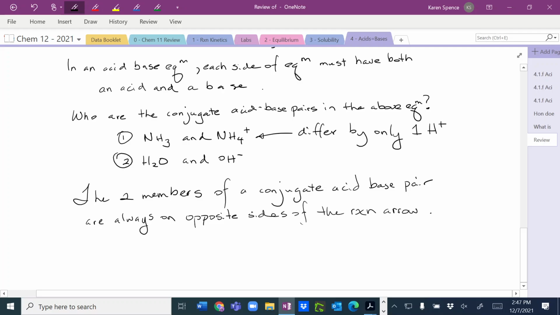And that has to make some kind of sense, yes? If I am an acid, how do I become my conjugate base? I have to react, yes? And in that process of reacting, I have turned into my conjugate base. So in my two different forms, I have to be on opposite sides of the reaction arrow, yes?